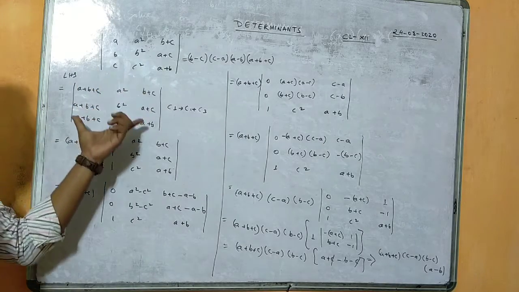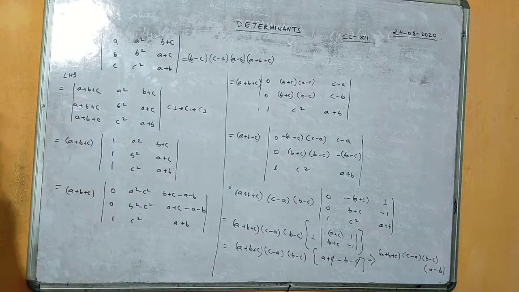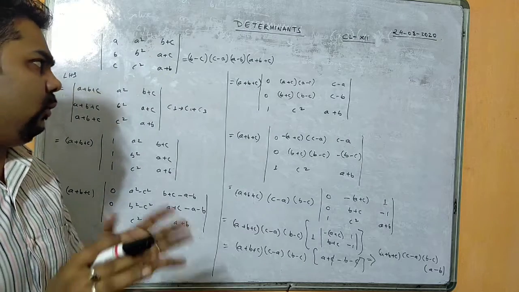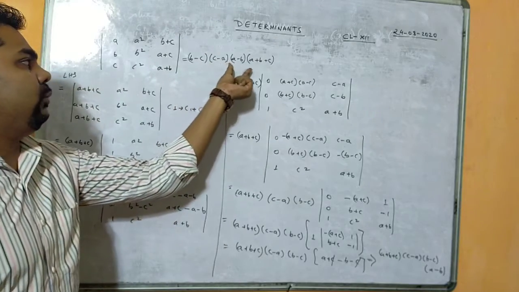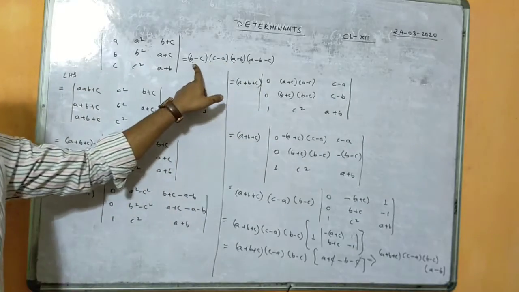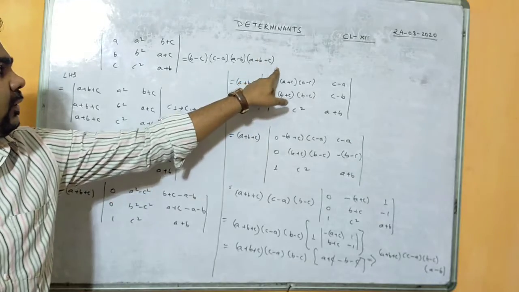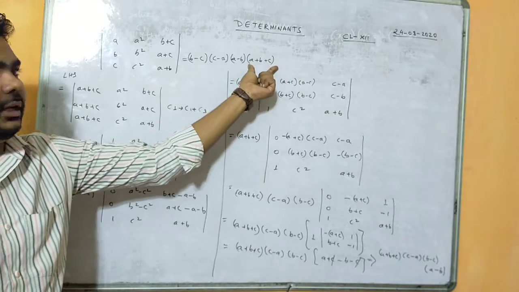So for the left hand side, first our main objective is to make 1 1 1. Before making 1 1 1, we will see what we have to prove on the right hand side. We have to prove a plus b plus c. This element is there, so we will try to form this element now.